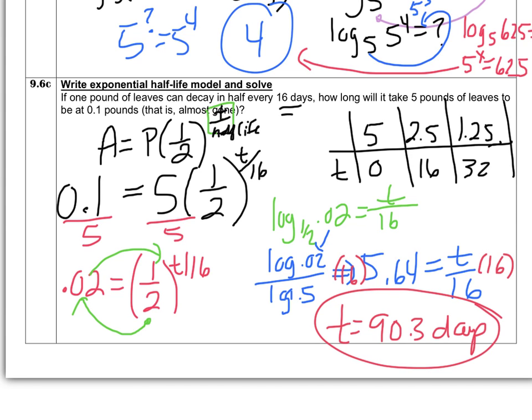And you can take a gut check on that. We have to get down to 0.1 pounds. This is at 1.25 pounds even. And we're going to have to continue to keep cutting this in half. So it's going to take quite a bit to get that low. So that's where the 90.3 comes from.